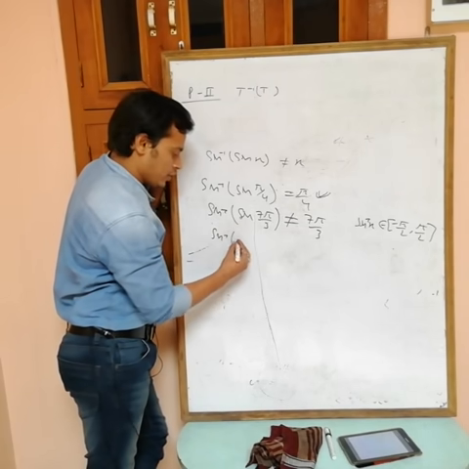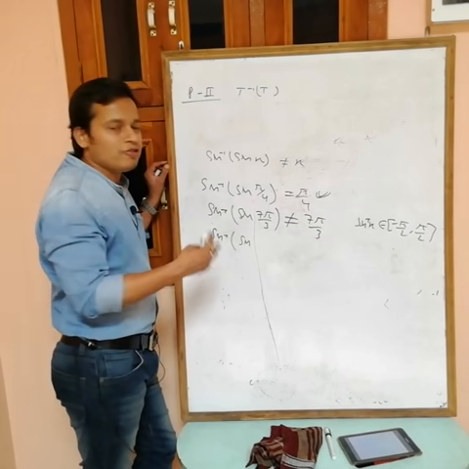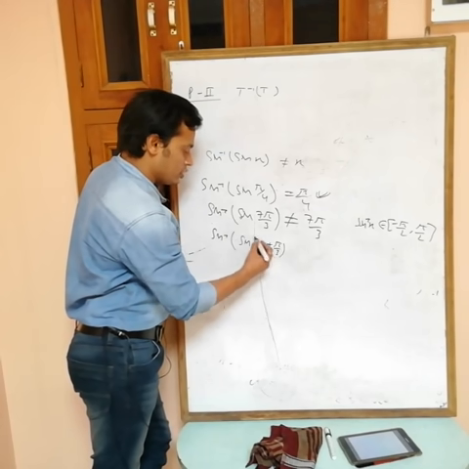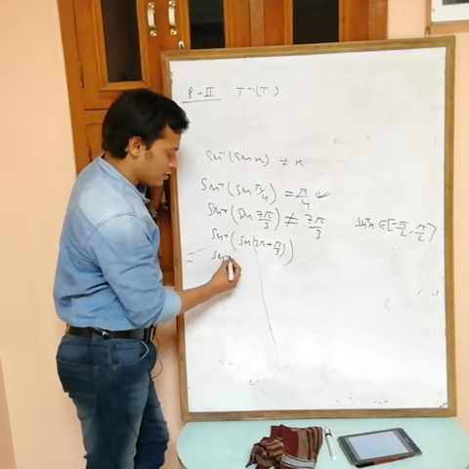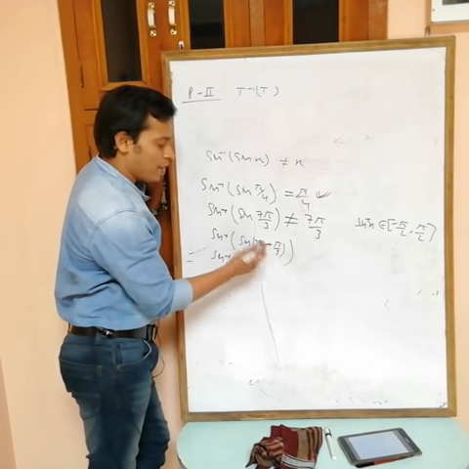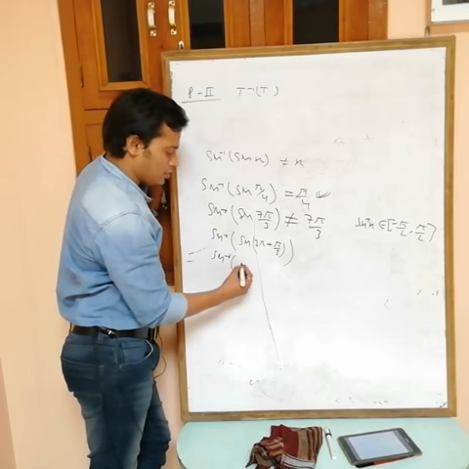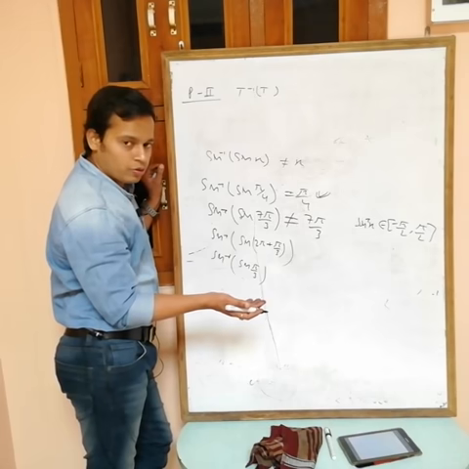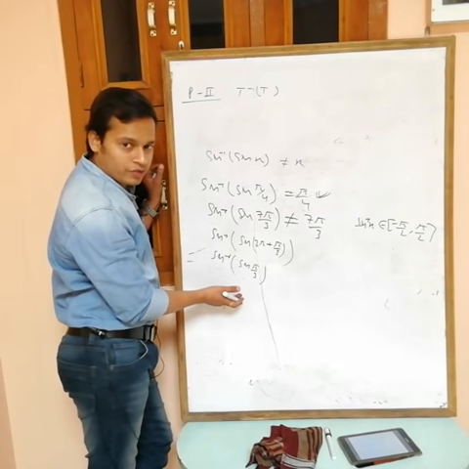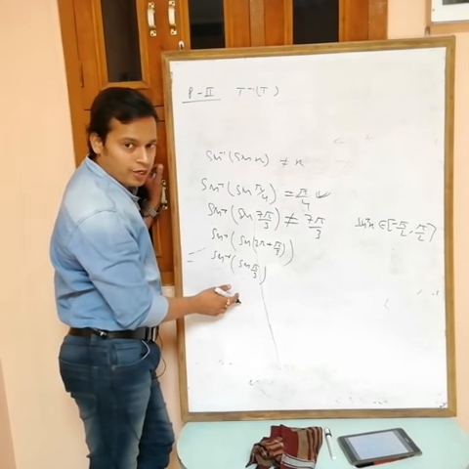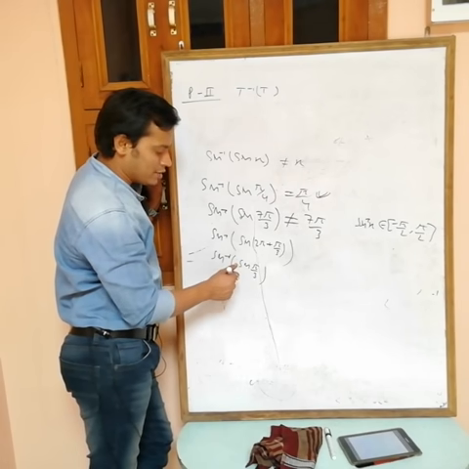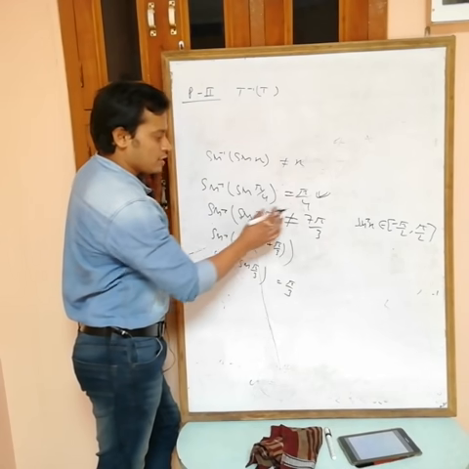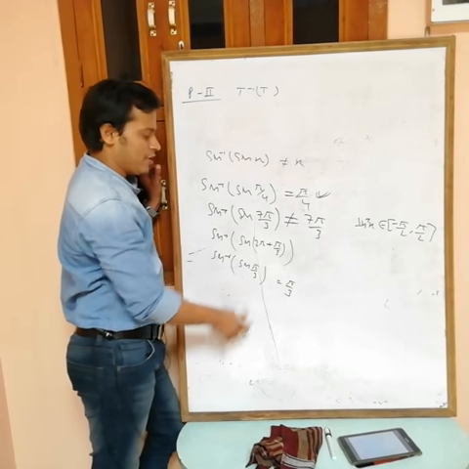First simplify this one. Find the value of sine 7 pi by 3. I can write this as 2 pi plus pi by 3. Sine 2 pi plus pi by 3 is sine pi by 3. Now you have two options. First, find the value of this one, that is root 3 by 2, then sine inverse root 3 by 2 is pi by 3. Or you can cancel out and you are getting pi by 3. So the answer of this one is not 7 pi by 3, the answer is pi by 3, okay.